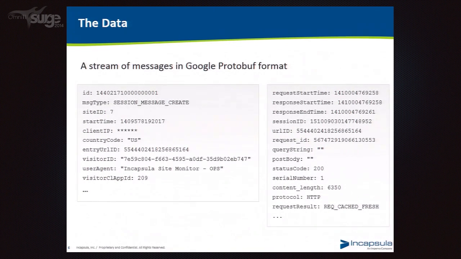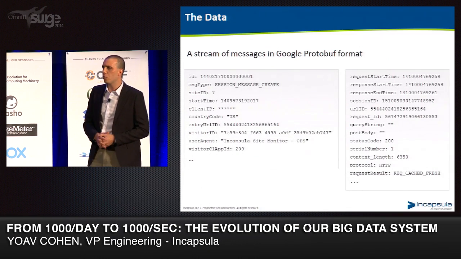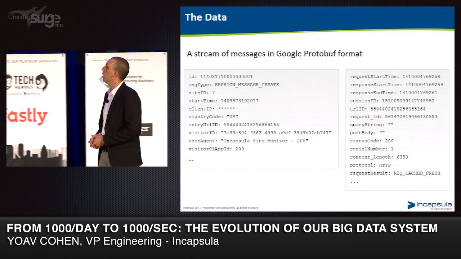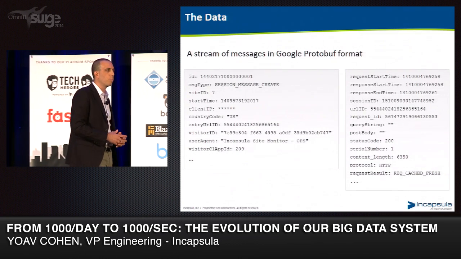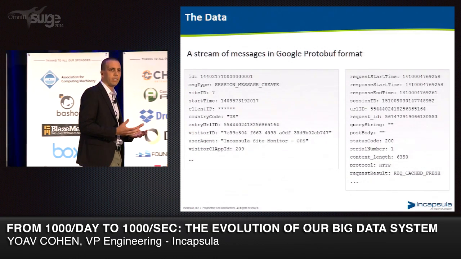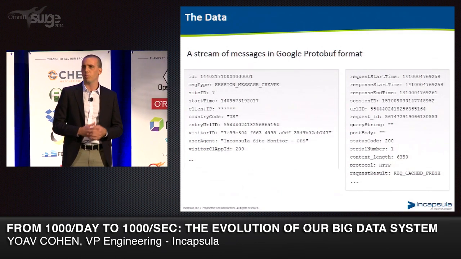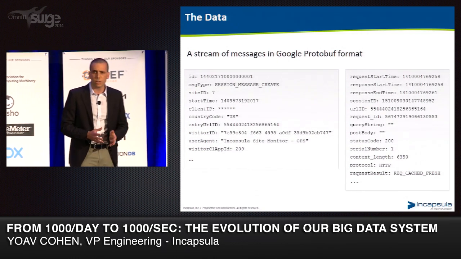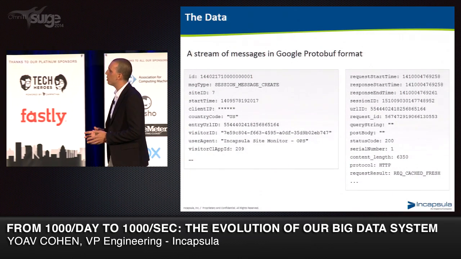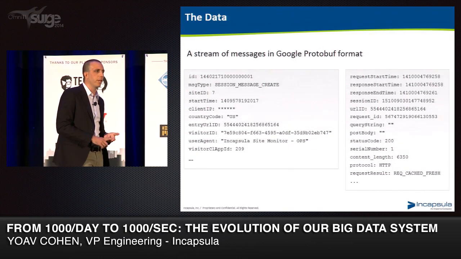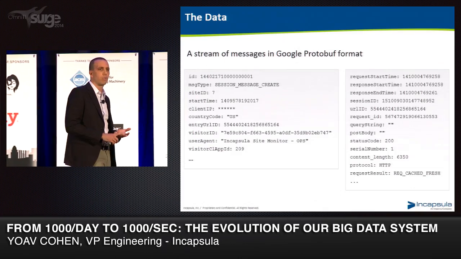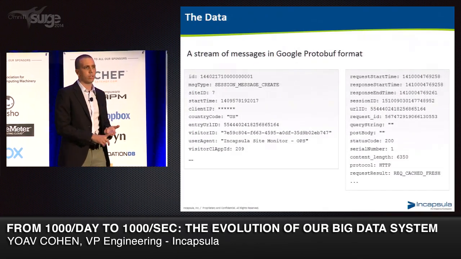We have dozens of POPs, almost 30 POPs around the world, from Tokyo to the west of the United States. Each POP has between 3 and 10 edge servers, reverse proxy servers. Each proxy server reports a high throughput stream of messages that are encoded in Google protobuf format. We have two types of messages: session messages and action messages. Session messages tell us when sessions begin and when they end. And action messages describe HTTP requests and responses.